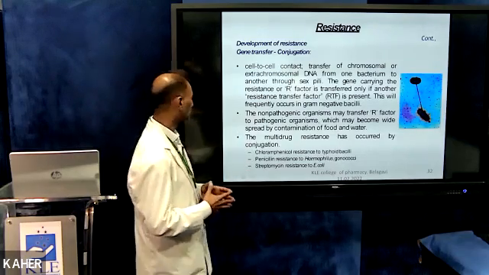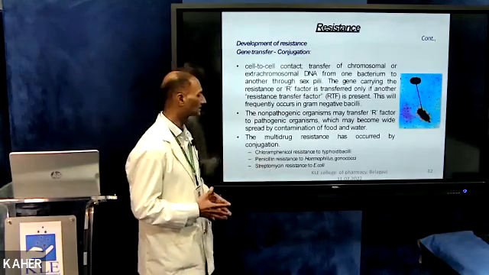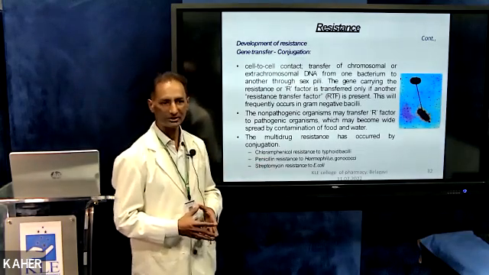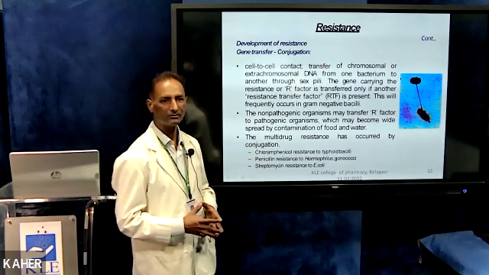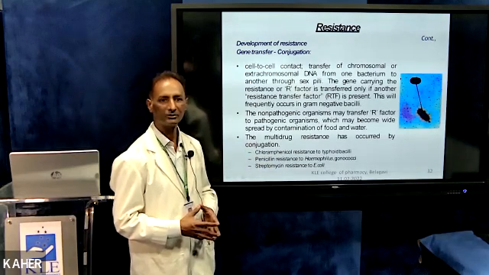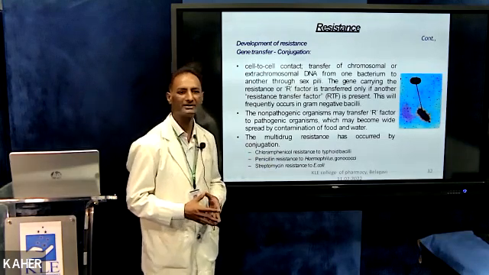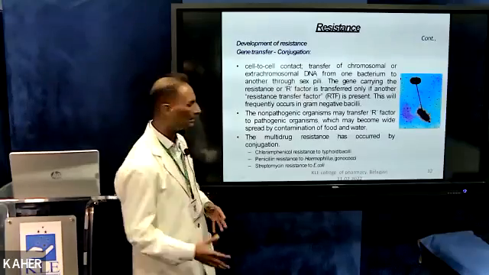Some examples are chloramphenicol resistance in typhoid bacilli, penicillin resistance in Haemophilus or even gonococci, and streptomycin resistance in E. coli.